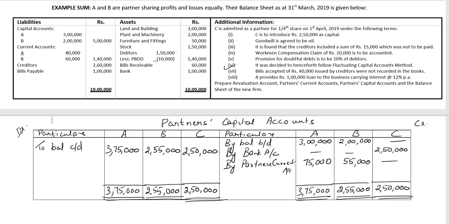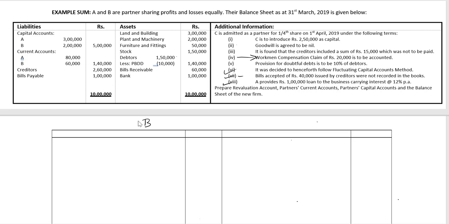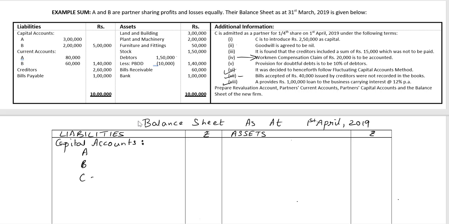Next, we'll go to the balance sheet. Balance sheet as at 1st April 2019. Liabilities, rupees. Right side assets, rupees. We'll begin with the liability side. We'll insert the balances of capital accounts. Capital accounts A, B and C.